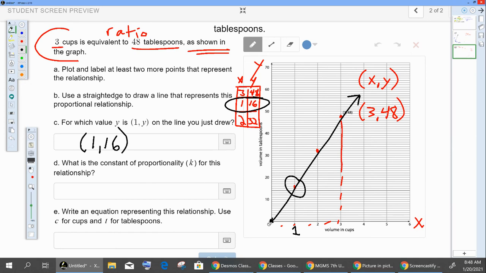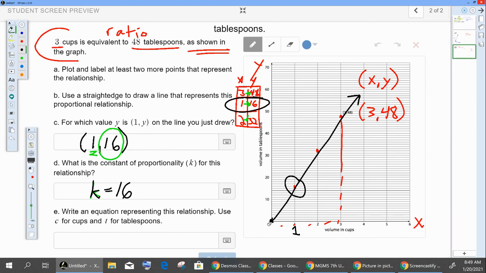And then it says, what is the k for this relationship? Well, the k shows up, remember, in the table as the horizontal multiplier. And so it also shows up as the y value when x is 1. So the k is 16 in this case. For every 1 cup, there are 16 tablespoons.